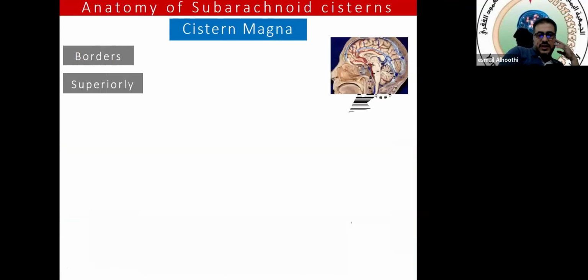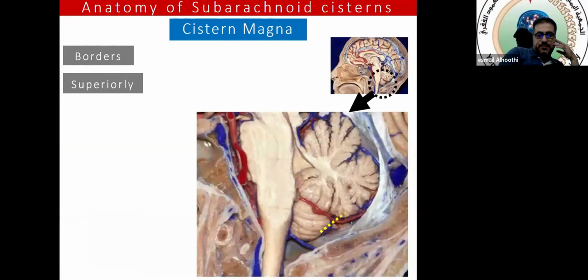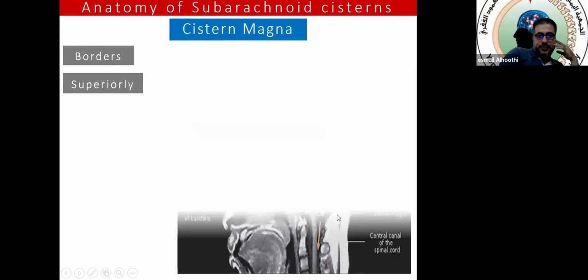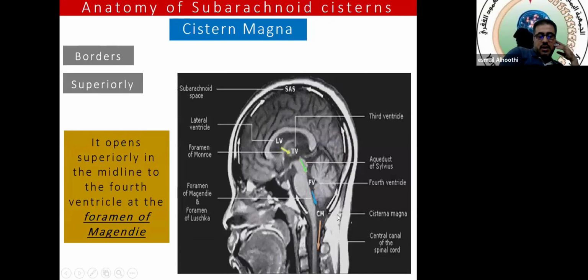The superior border of the cisterna magna, as we see here, the superior wall or the superior border of the cisterna magna is the caudal part of the cerebellum. The communication between the cisterna magna, as we see here, it communicates superiorly with the fourth ventricle through the central foramen of the fourth ventricle, which is the foramen Magendie.